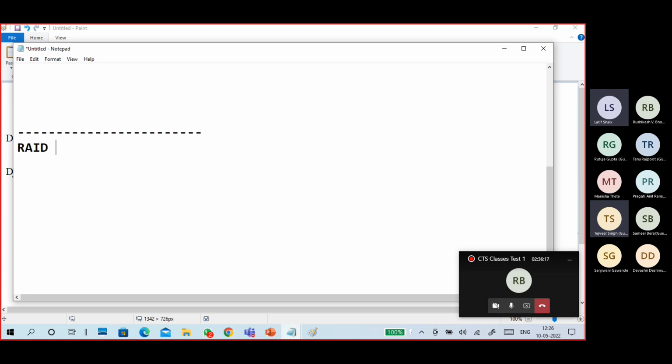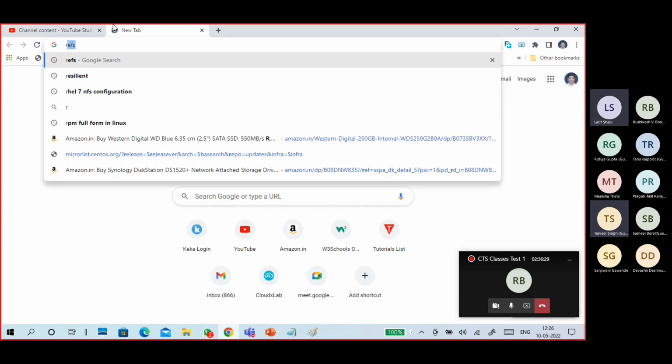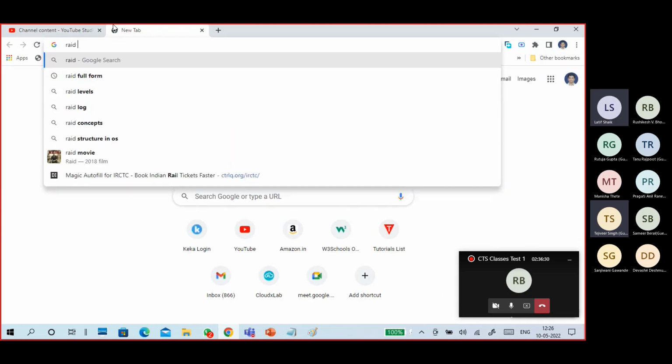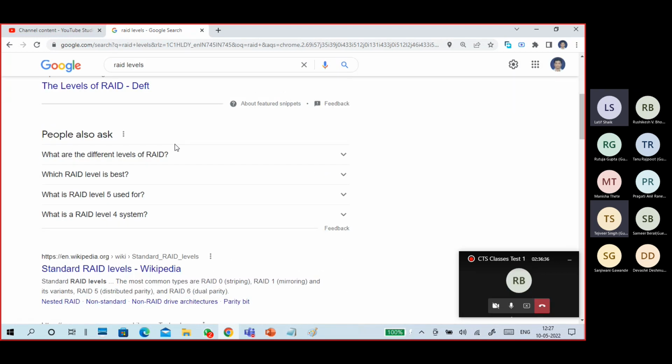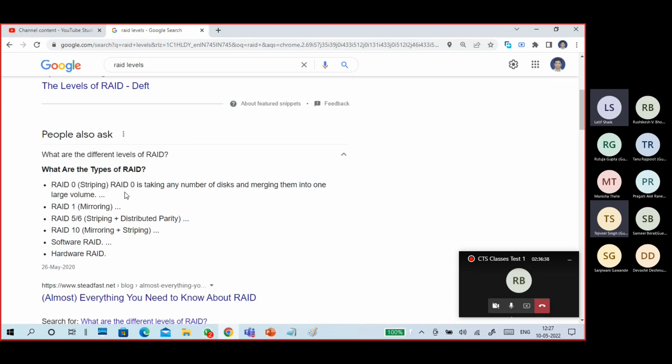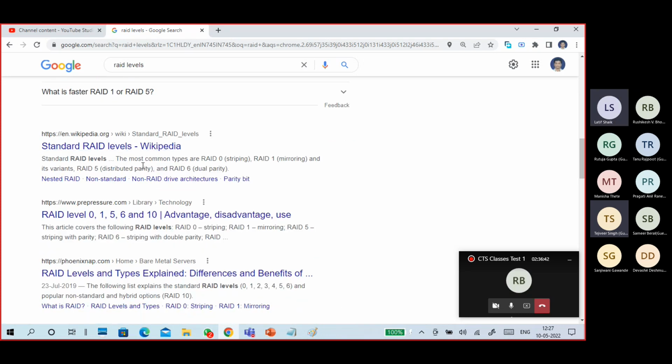Guys, first of all, I want to tell about RAID. RAID means redundant array of independent disks, or inexpensive disks. So RAID levels: you have to check these RAID levels, what the different types of RAID levels are. These are RAID levels, but I want the abbreviation.